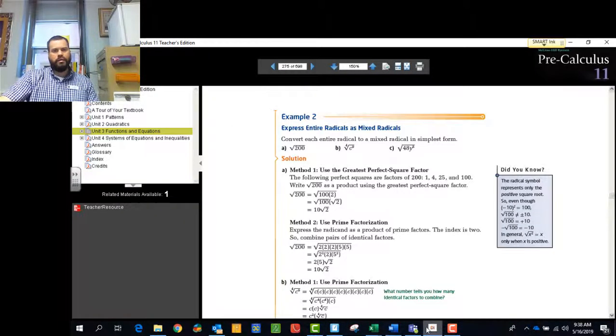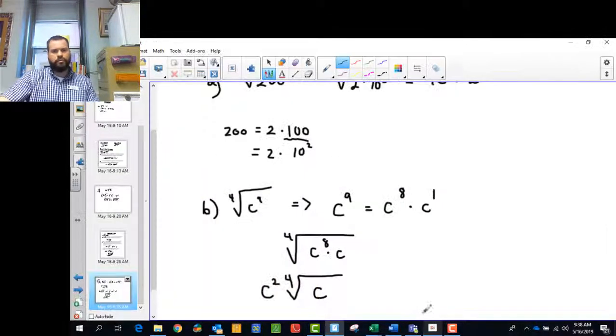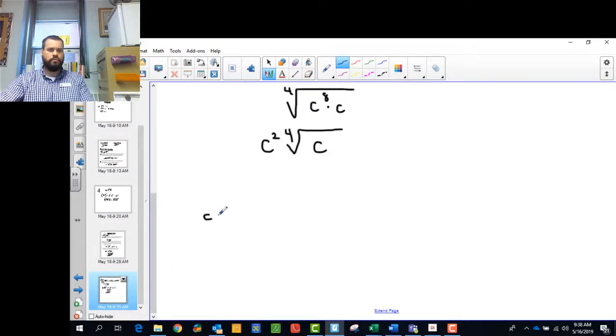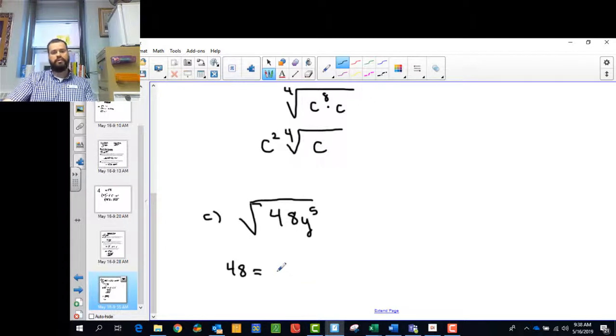Then we've got the square root of 48y to the 5. Again, first of all I'm looking at the number. I'm looking at 48, and asking, can I write that as a perfect square factor? You want the biggest one that you can. You know your perfect squares are 1, 4, 9, and 16. And I recognize that 16 goes into 48, so I'm going to write that as 3 times 4 squared. So I've dealt with the number.